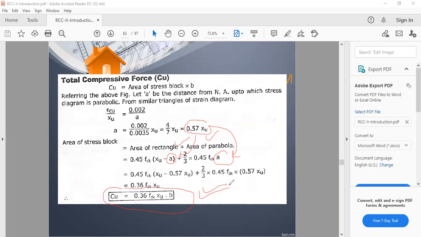Well, if you're more interested, you can go into much more detail. But for this point of view, you should know the value or this formula itself, that this would be applicable in the upcoming design part. So how has this compressive force been arrived at? If you consider the similar triangle of the strain diagram, you will get this A part as 0.57 XU. And if you calculate the area of the stress block, from that itself you will get this 0.36 FCK XU into B. Why B?